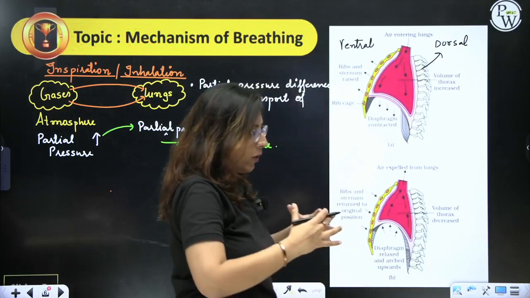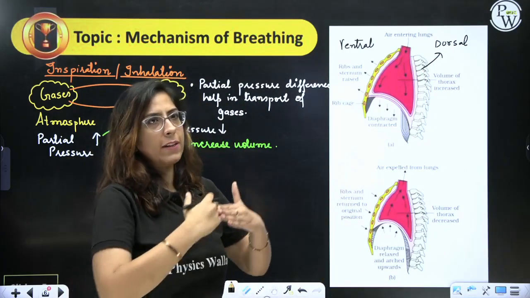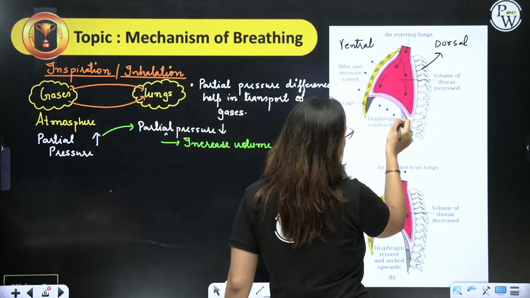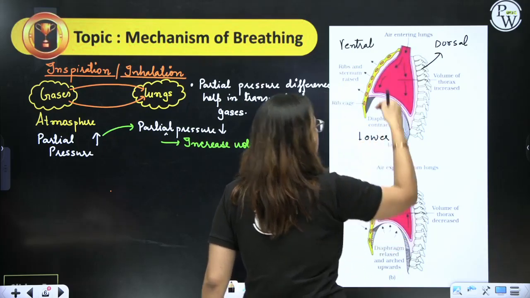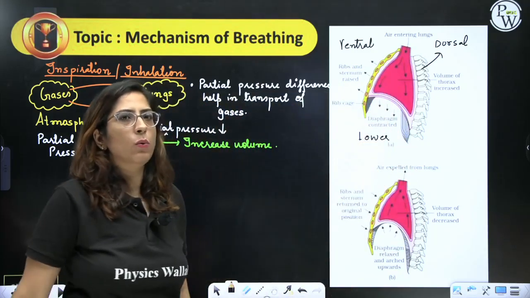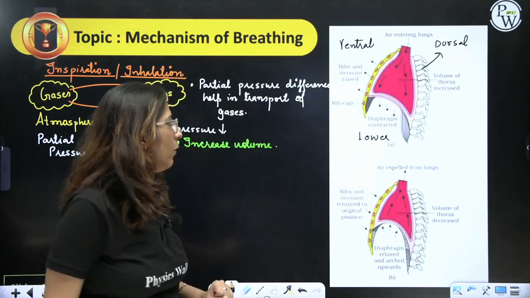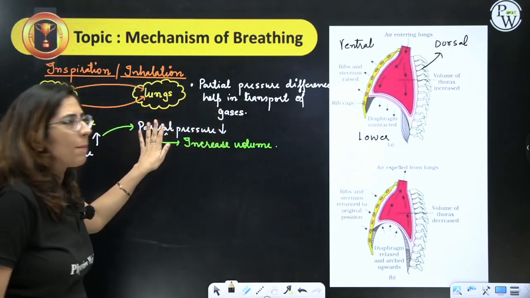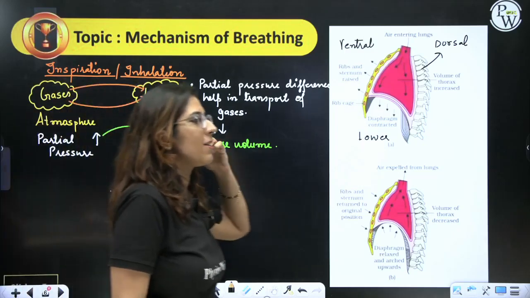So we have to increase the volume. Vertebra we cannot change, but yes, this area we can raise. Now the second thing is, on the lower side, you will find a diaphragm. Let's pull the diaphragm towards the lower side. So that means the volume will increase and pressure will go down. When this happens, there will be an increase in the volume and a decrease in the partial pressure. Outside partial pressure is more. What will happen? The inspiration process.